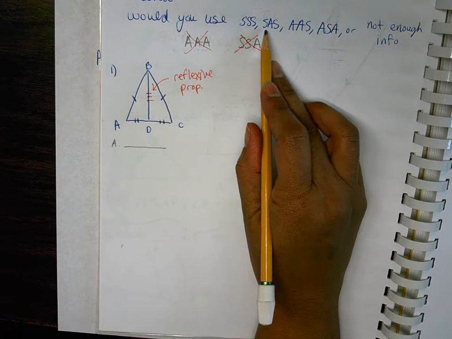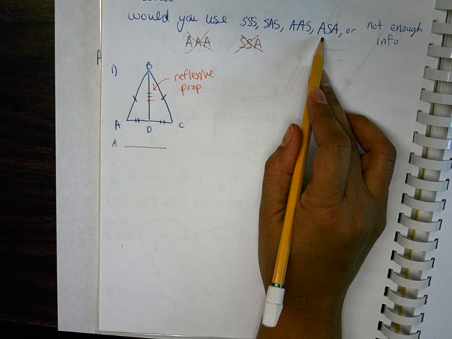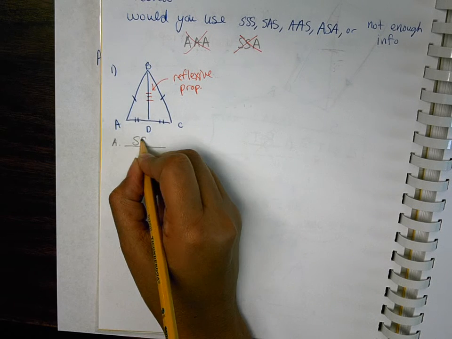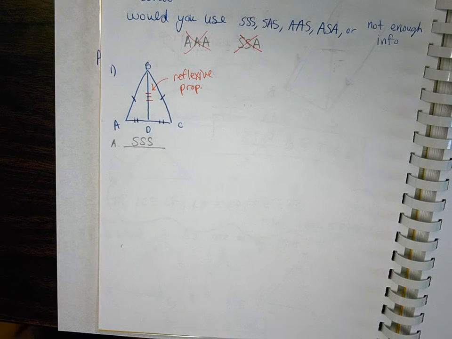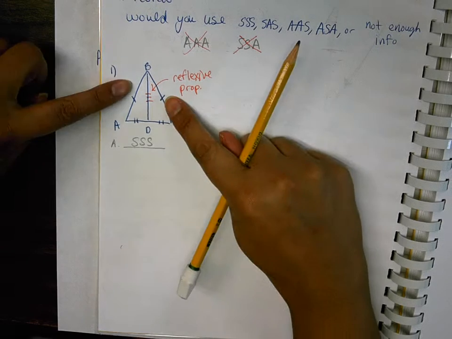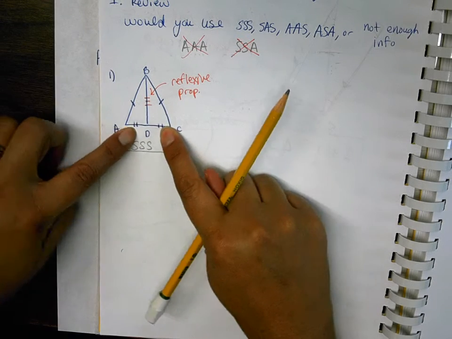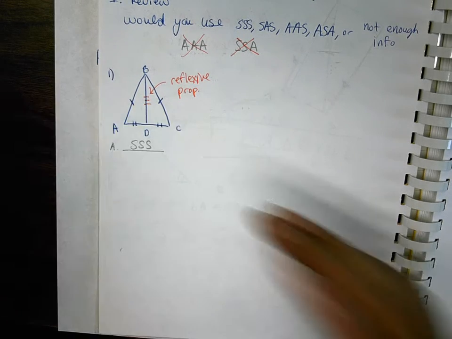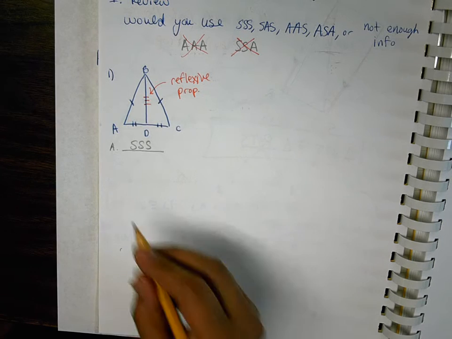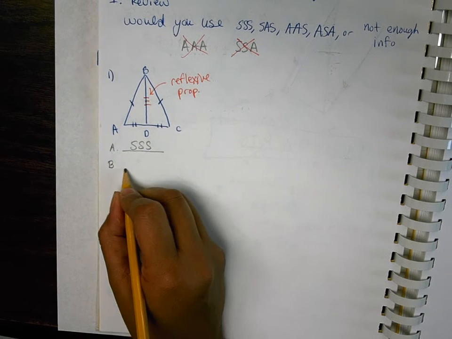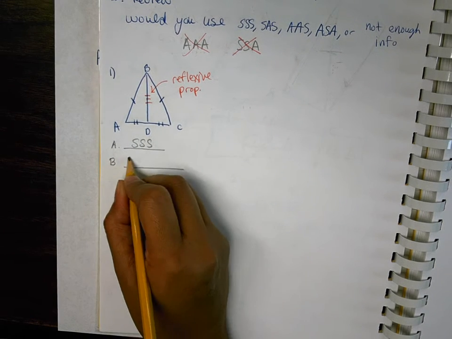Side, side, side, side, angle, side, or angle, side, angle? Does everybody see that it's side, side, side? Yes or no? Side is congruent, this corresponding side is congruent, and that corresponding side is congruent. There's no angle markings.